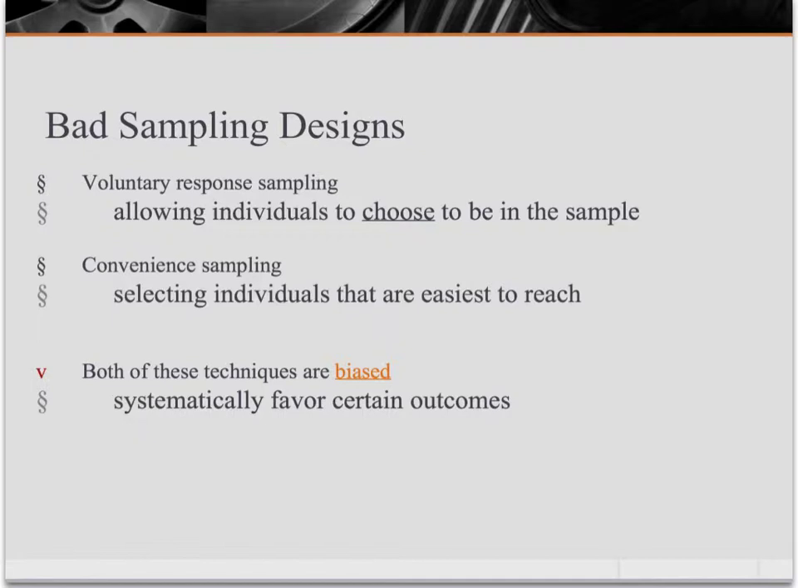Convenience sampling is when you take individuals that are easiest to reach. So maybe if you wanted to do a survey on TCC's campus, you just stood in the cafeteria and talked to people there, and that's all you talked to because it's easy to get people there. But both of those are biased because they're going to favor certain outcomes over other outcomes.